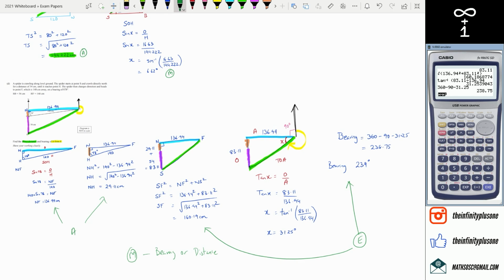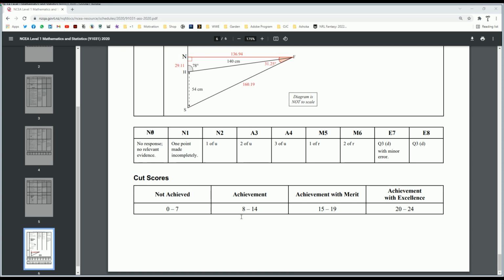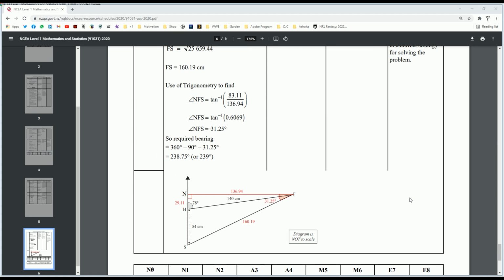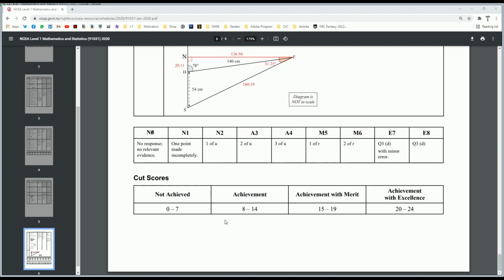Just the last thing, going to the exam paper, as you guys can see, when they talk about cut scores, basically you need like 8 points to get an achieved. Like that last question that we did, if you get everything right in the last question, then you end up getting 8 points, because just doing that one question will get you an achieved for this entire paper. So that's just something to keep an eye on.